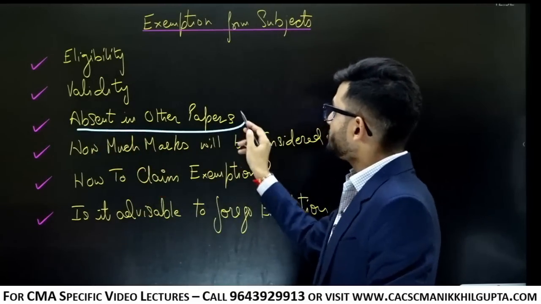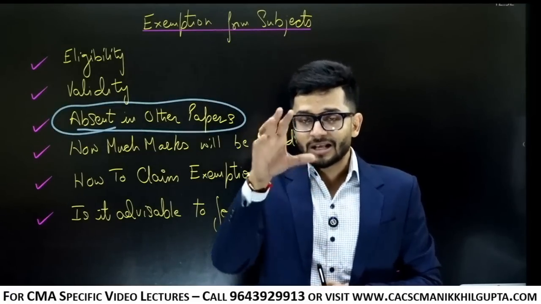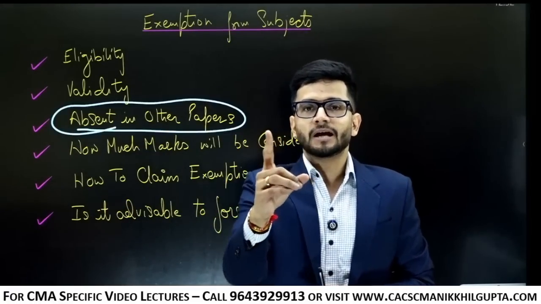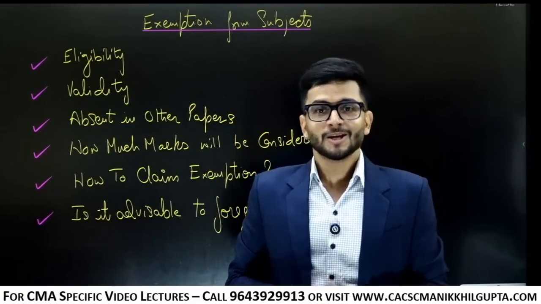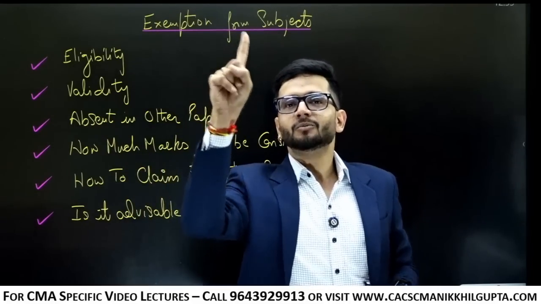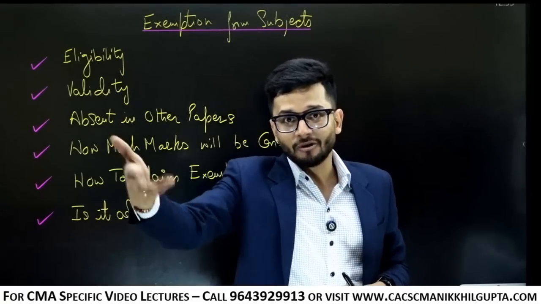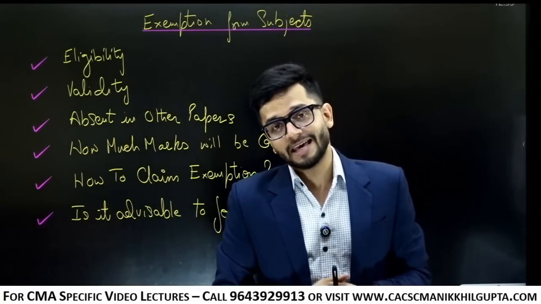Now, a very important question, sir. What if I was absent in other papers and in one paper I appeared and I scored 60 plus? So the scenario is that in all the other 3 papers you were absent and only in one paper you got 60 plus. Will I be eligible to carry forward my exemption?